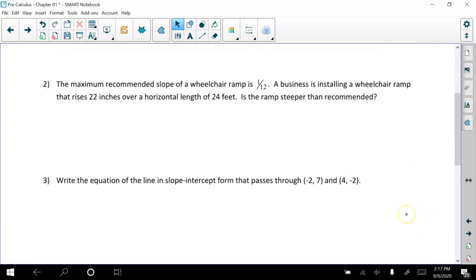The maximum recommended slope of a wheelchair ramp is 1/12. A business is installing a wheelchair ramp that rises 22 inches over a horizontal length of 24 feet. We want to make sure that ramp is not steeper than the recommended.